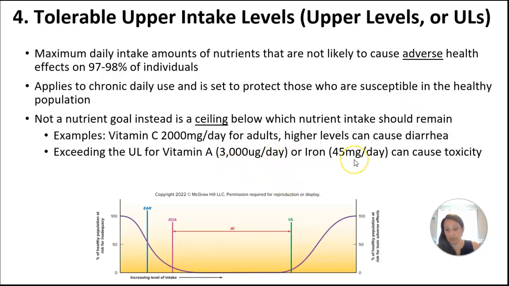Iron, again, can cause toxicity. So the upper limit for iron is 45 milligrams per day. You don't want to go above that ceiling. If you do, it could lead to gastrointestinal problems. It can lead to organ damage. And again, in very severe circumstances, it could even lead to death. The dose is the poison, right? How much over that limit are you going?